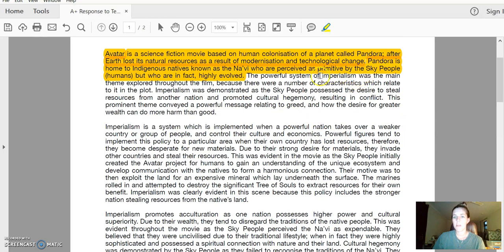So here she said imperialism was the main theme explored throughout the film because there are a number of characteristics which relate to it in the plot. Imperialism was demonstrated as the Sky People possessed the desire to steal resources. So that's the first example. To create cultural hegemony. And it conveyed a powerful message about greed and how the desire for greater wealth can do more harm than good. So those are the 3 things that she's going to go on and talk about in her essay.